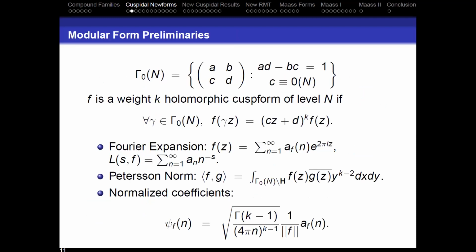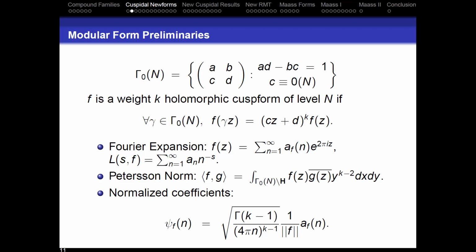Here is a real blitzkrieg overview of what we need. Essentially, we're looking for generalizations of periodic functions. So can anybody give me one of their favorite periodic functions? Sine. Sine, cosine, these are wonderful functions.